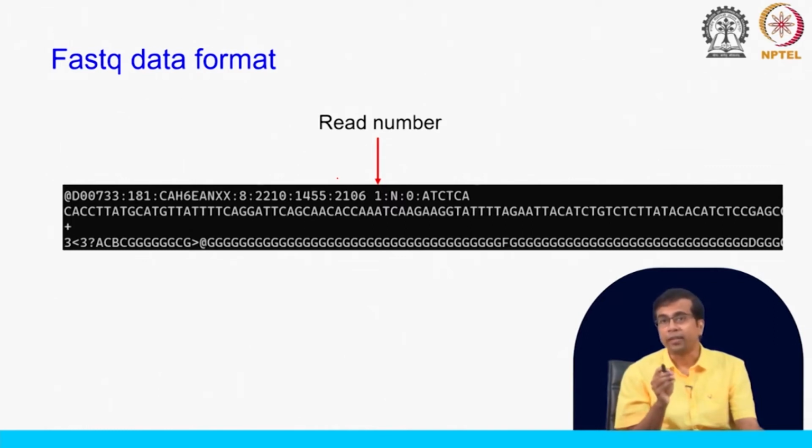But in the case of paired end sequencing, where we are sequencing from both ends, read number 1 would mean this is read 1, only one of the pair.